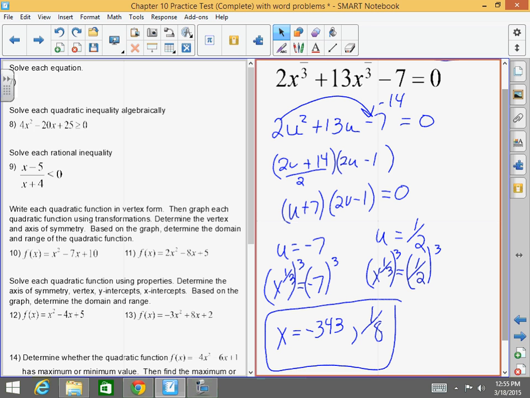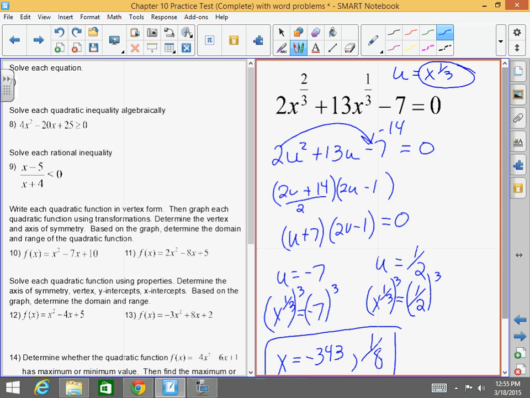U is always going to equal this middle x term. Not the b, but the middle x term. U will always equal that. Thank you, sir. Any other questions? That was a great question. Thank you.